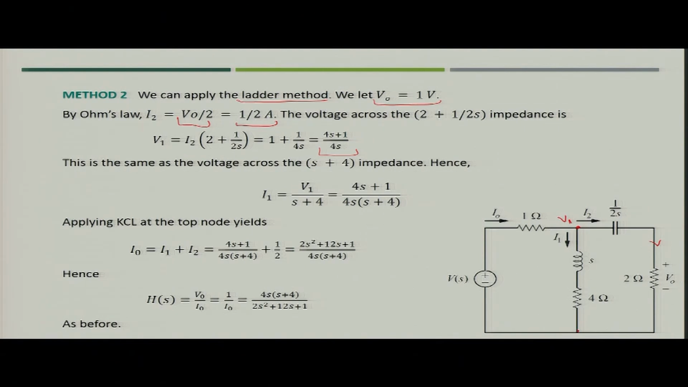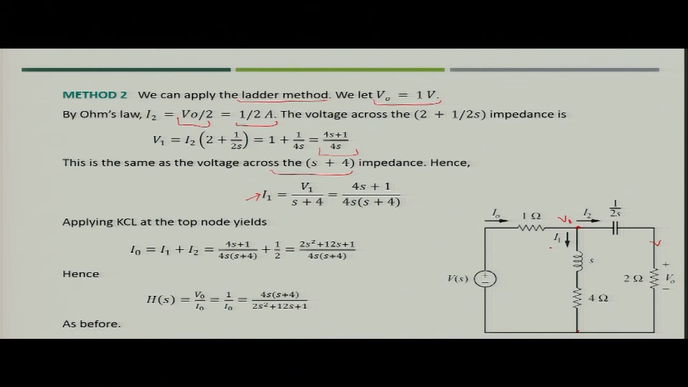Now, this is the same as the voltage across the s plus 4 impedance. So, you can find the value of current I1. I1 would be nothing but V1 upon (s plus 4). V1 we have got as (4s plus 1) upon 4s, and then we divide again by (s plus 4) to find the value of I1.